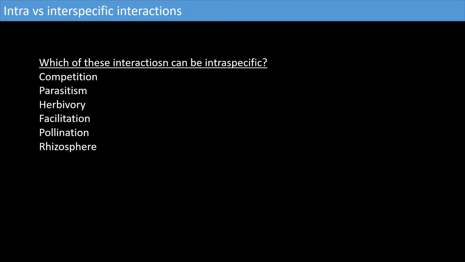So biological interactions can also be classified as intra- or interspecific, depending on whether they occur among organisms of the same species or organisms of different species. So once again, you can pause the video, look at these examples of interactions and think whether they can be intra- or interspecific. So let's go into a review of the different examples.